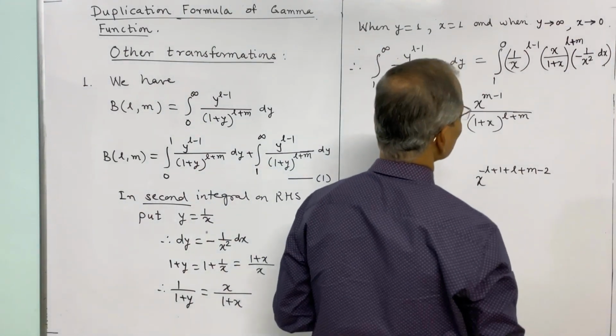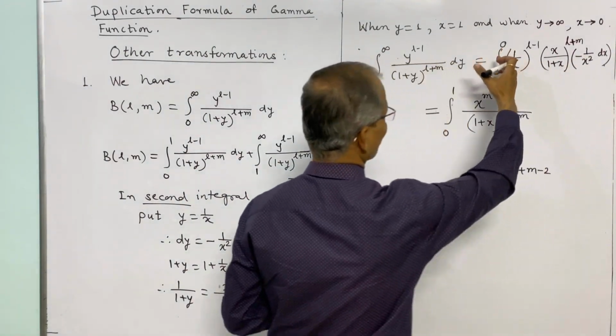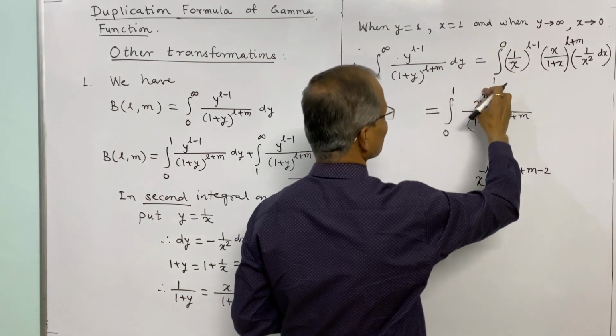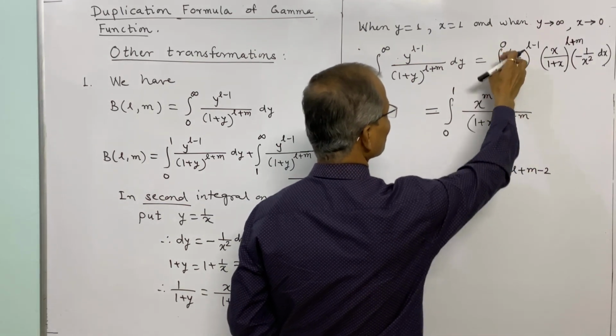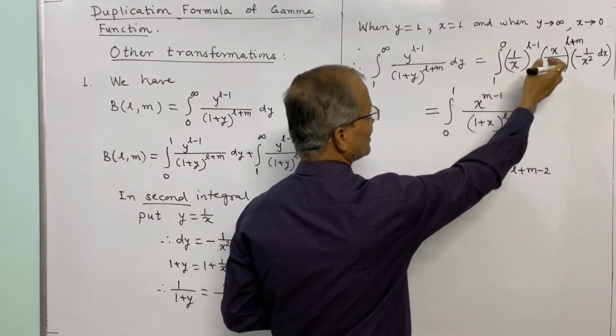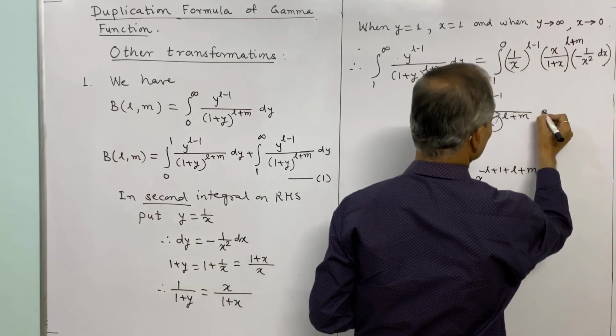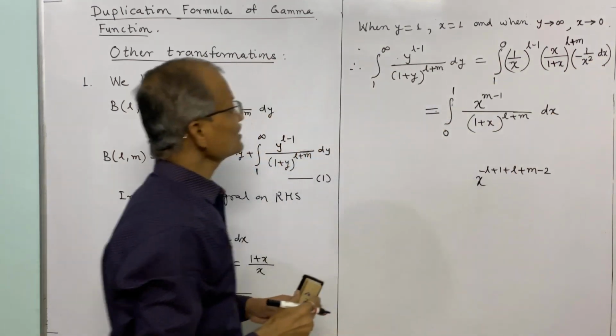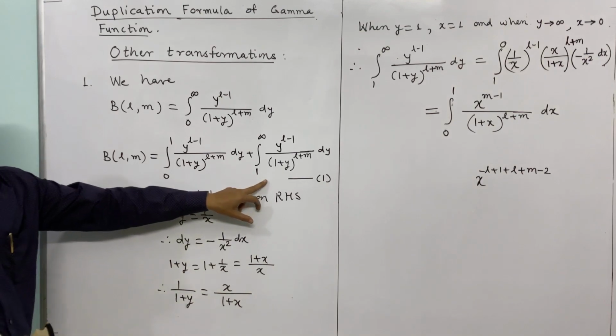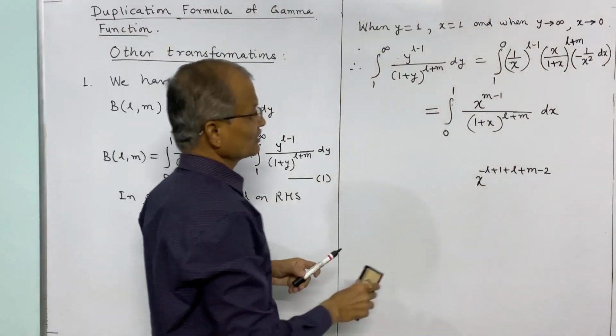But we should eliminate this negative sign by interchanging the limits. Here the limits are 1 to infinity, 1 to 0, and I have written 0 to 1. The negative sign is eliminated, into dx. So this is the value of the second integral in 1. And now we use this in 1.